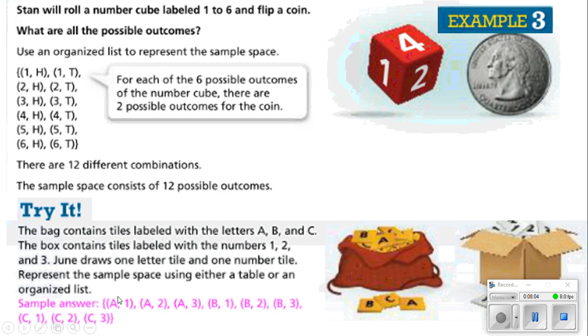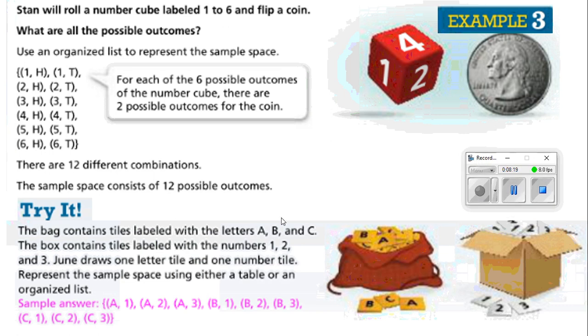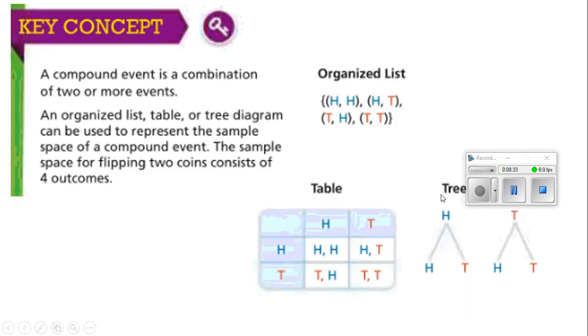Well, it's very easy. It could be an A and a 1, an A and a 2, and an A and a 3. It could be B and 1, B and 2, or B and 3. It could also be C and 1, C and 2, and C and 3. So that's very simple. 3 times 3, that's going to give us 1, 2, 3, 4, 5, 6, 7, 8, 9 different sample spaces.